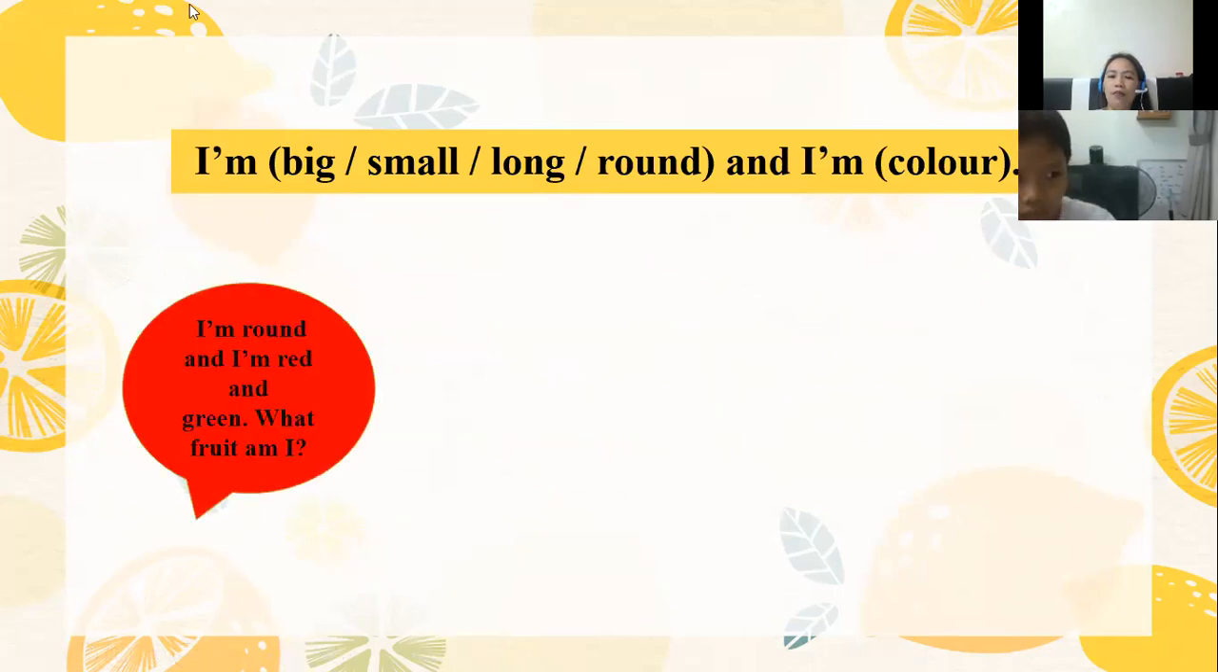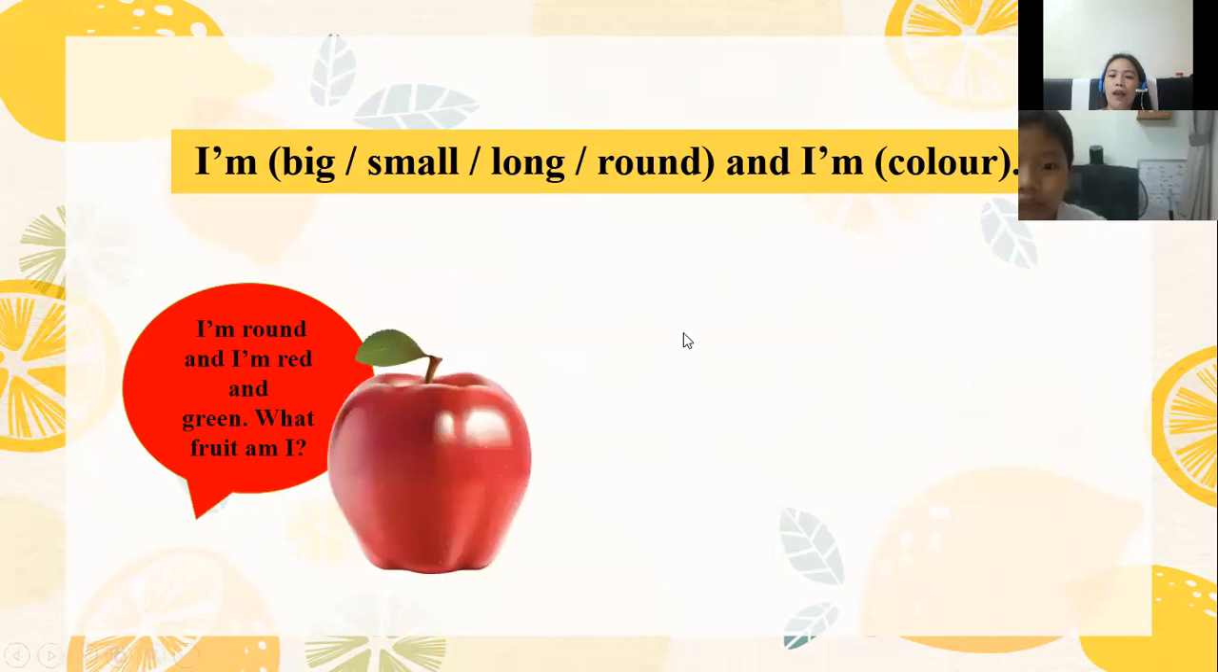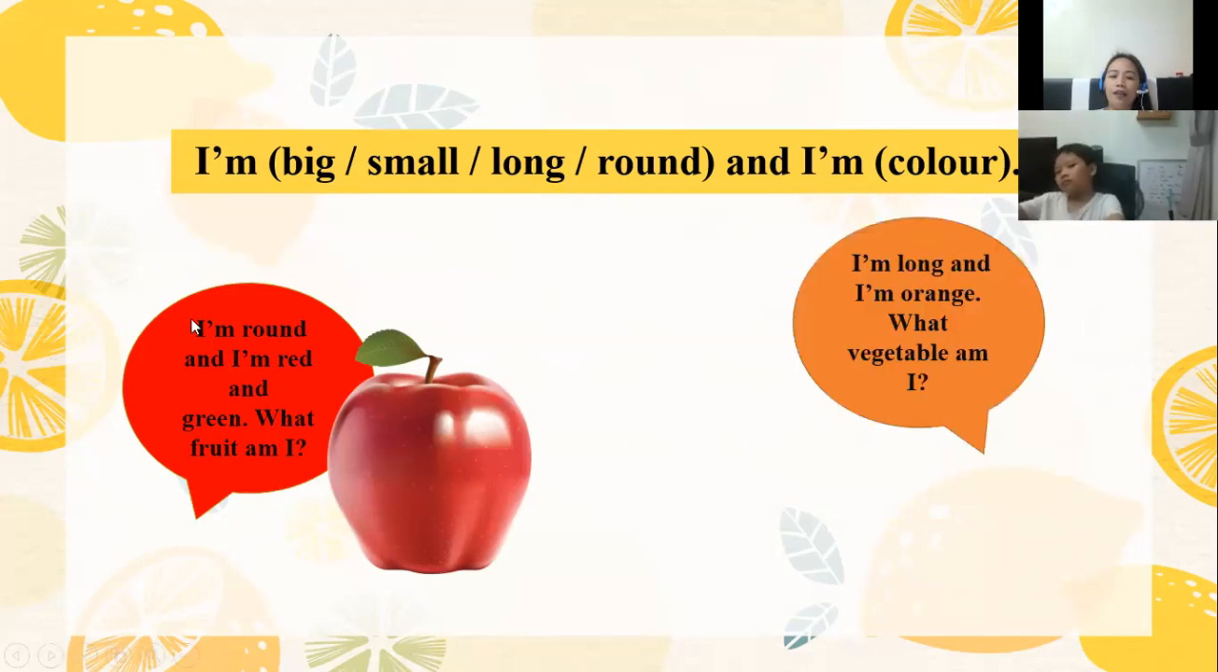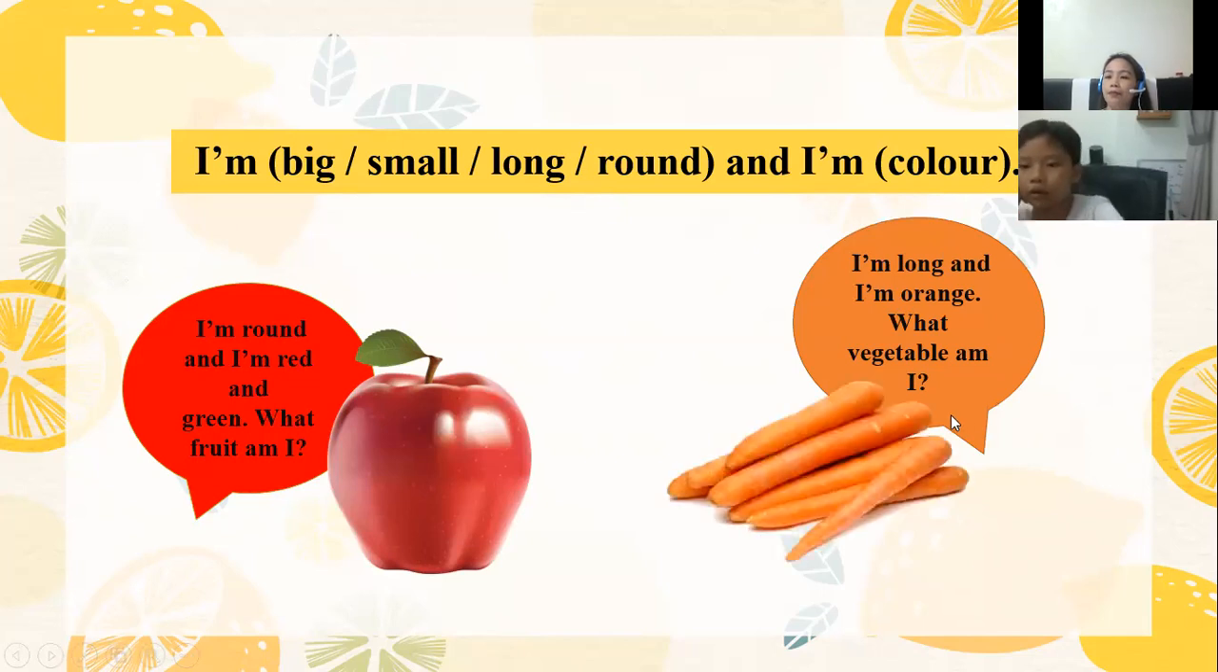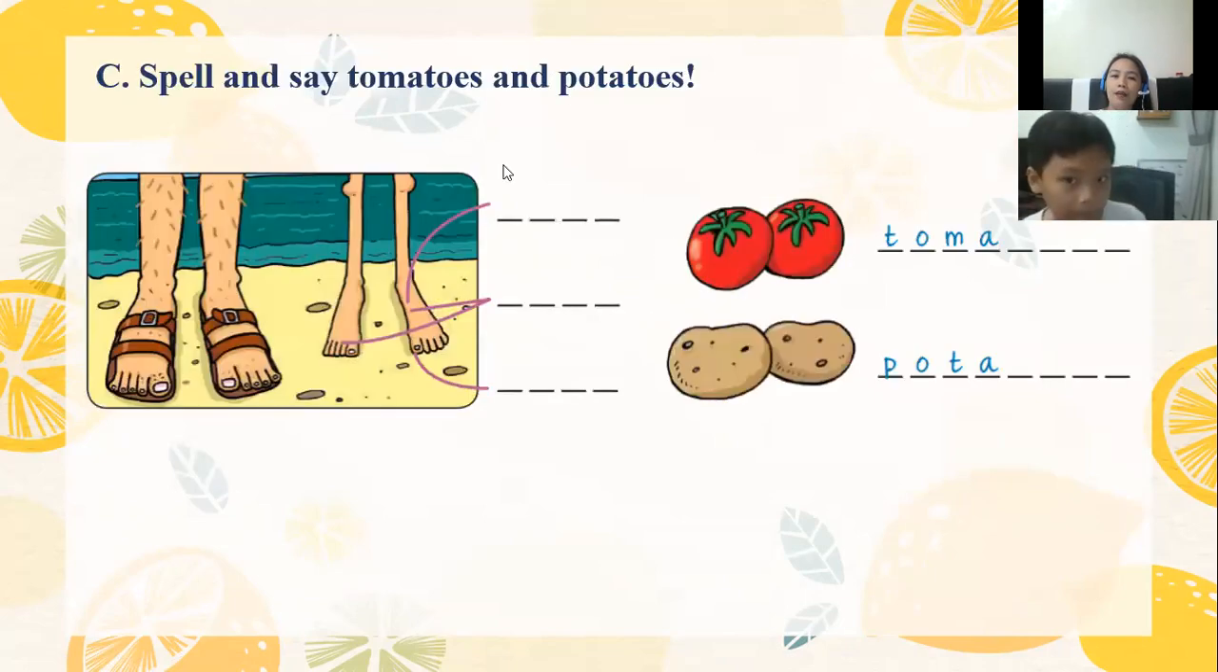Okay. I'm small, round, and I'm red. What am I? Okay. Can you read it, baby? I'm round and I'm red and green. What fruit am I? I'm an apple. I'm long and I'm orange. What vegetable am I? Carrot. Okay, baby. Spell and say tomatoes and potatoes.